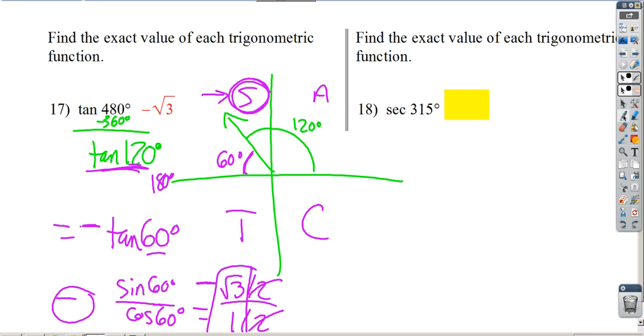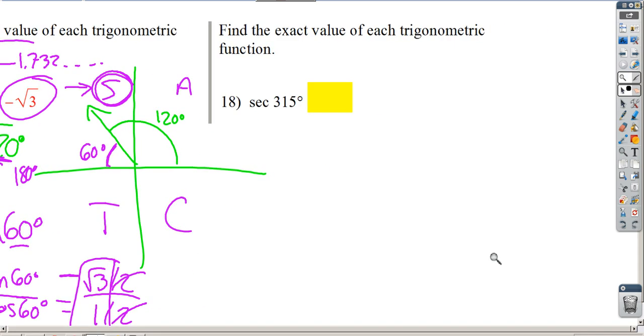And remember, they're asking us for the exact value. So if you put this in a calculator, you'll get negative 1.732. That's not an exact value. That's like pi. It goes on forever. So you have to change it, or you have to use the radicals like we did to be able to get the exact value.